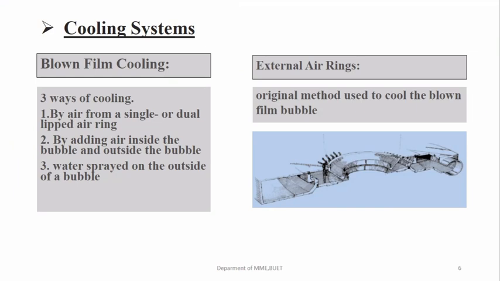The bubble can be cooled in three ways: by air from a single or dual lip air ring; by air from single or dual lip air rings inside and outside the bubble; and lastly by water spray. Here, an air-ring figure is given. The external air ring is the original method to cool the blown film bubble.